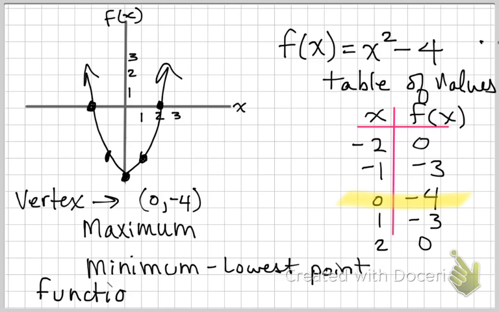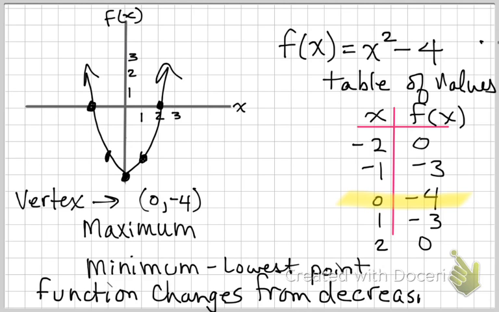Well, that vertex is either going to be a maximum or a minimum, and in this case it's a minimum. It's the lowest point, where the function changes from decreasing to increasing. Your quadratics are either going to have one or the other, a maximum or a minimum. Sometimes they're easy to locate, other times it requires a little bit more mathematical effort to identify the vertex.